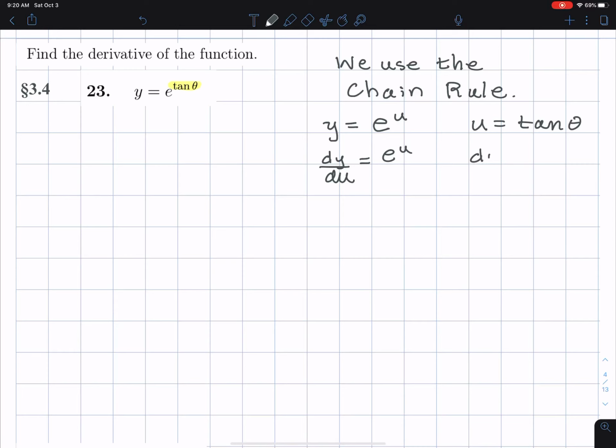The derivative of tangent theta is secant squared theta. Now, maybe I should just write that as a little reminder, as a formula. And when I write that formula, I'll use the variable x. d/dx of tan x is equal to secant squared x.